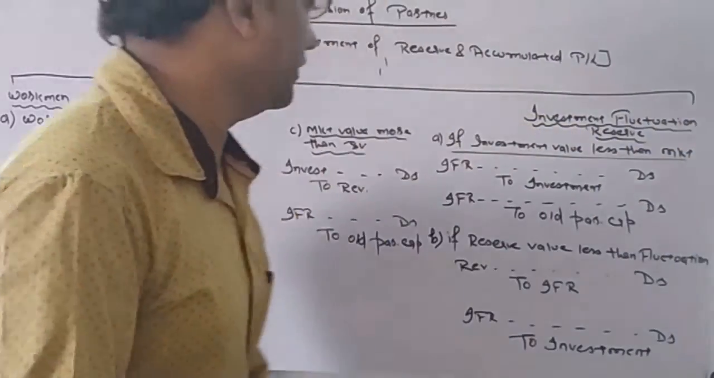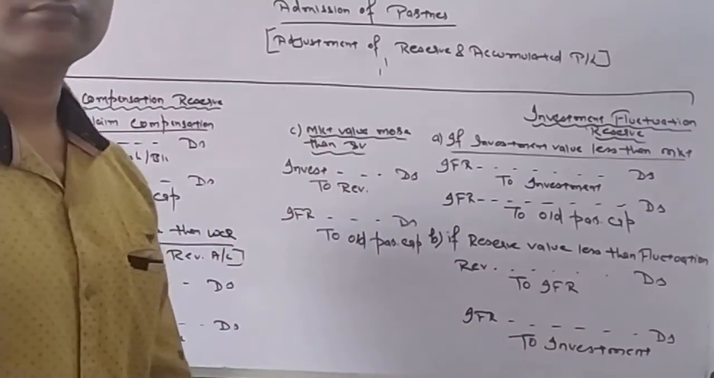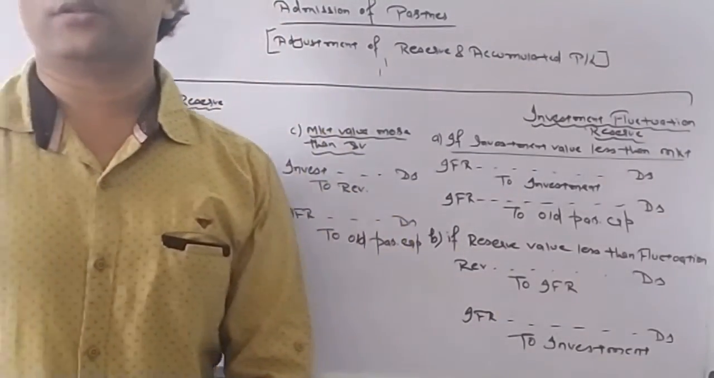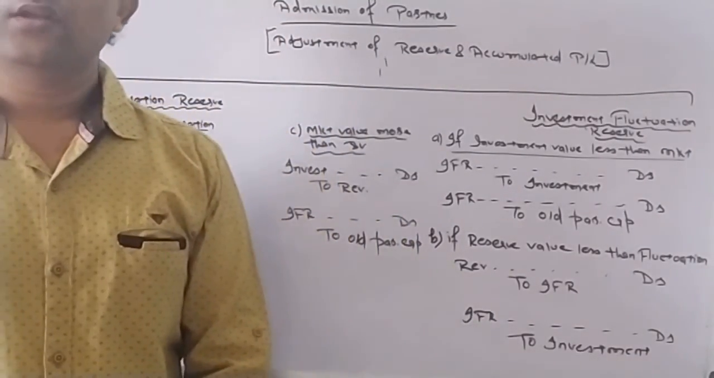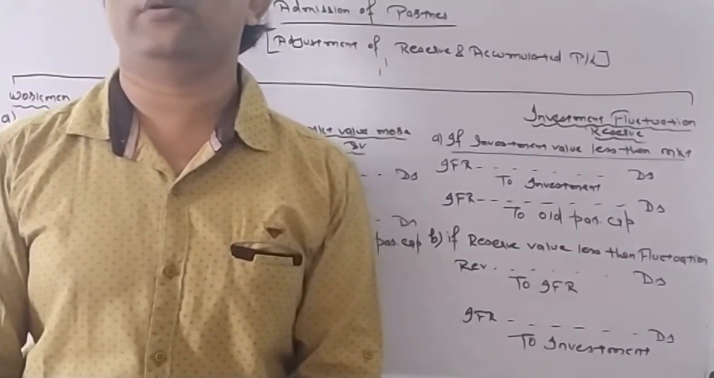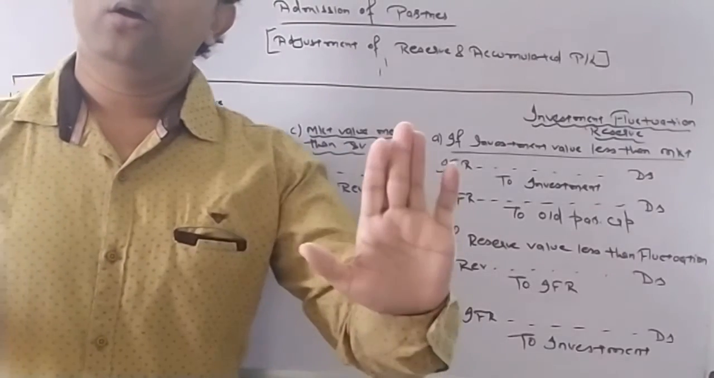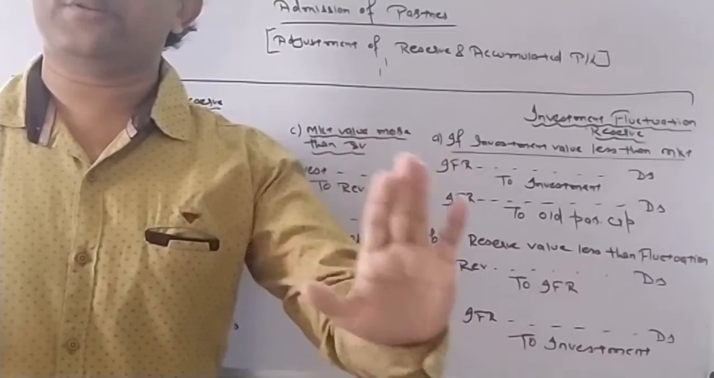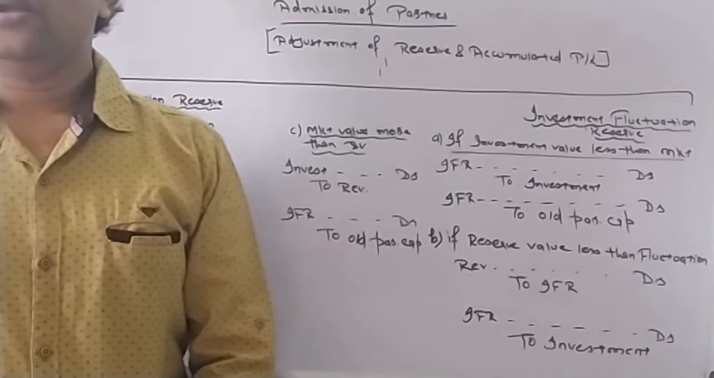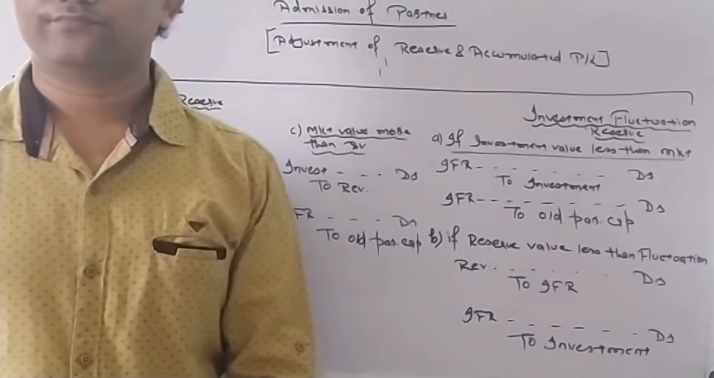Now coming to investment fluctuation reserve. There are three cases, A, B and C. What is investment fluctuation reserve? Suppose in my balance sheet there is an investment on the asset side whose book value in my balance sheet is 15,000. No other thing is being said in the question. And my reserve is 5,000. Why have I created this reserve? First we need to understand it.